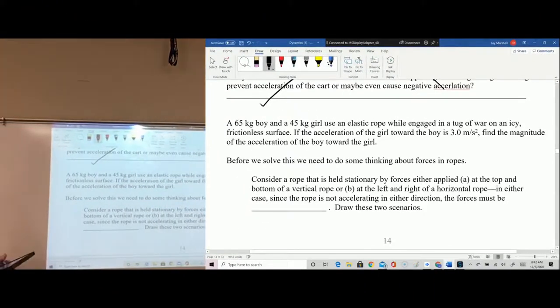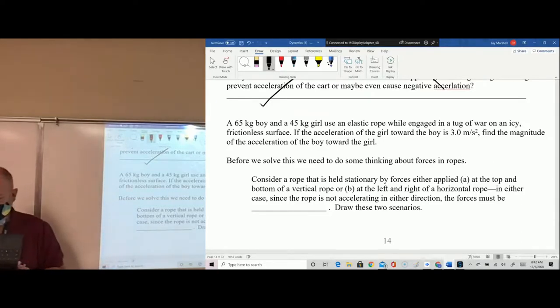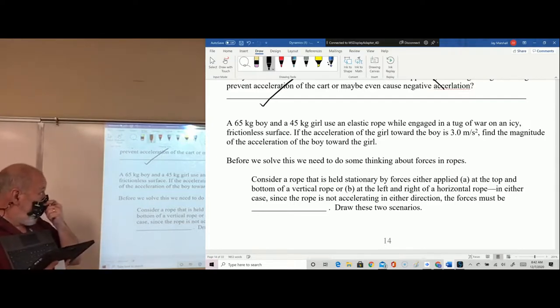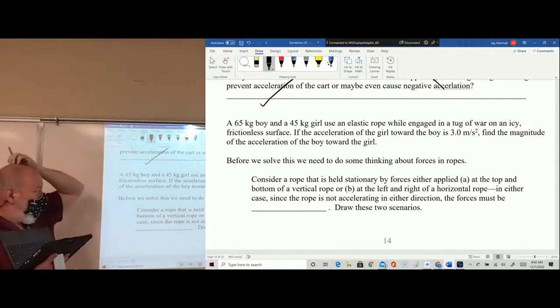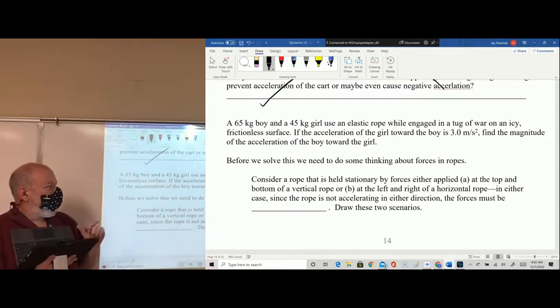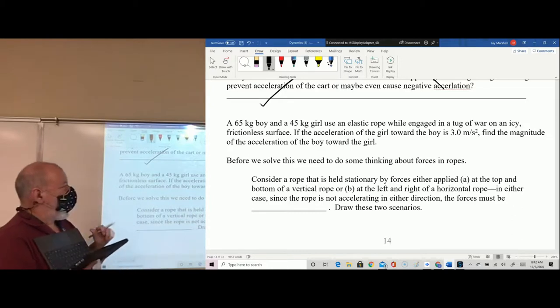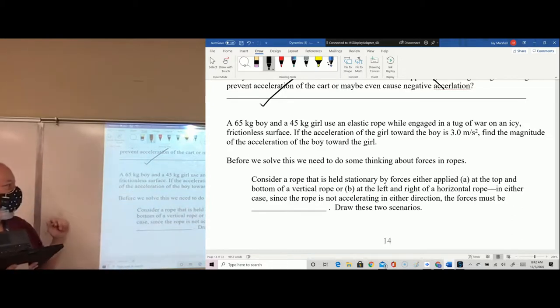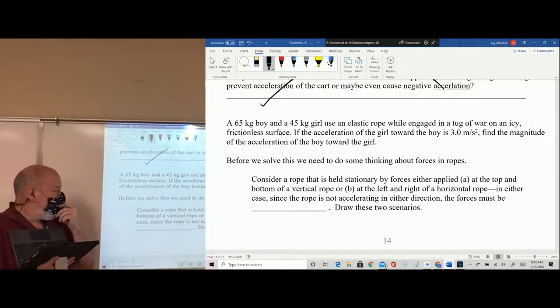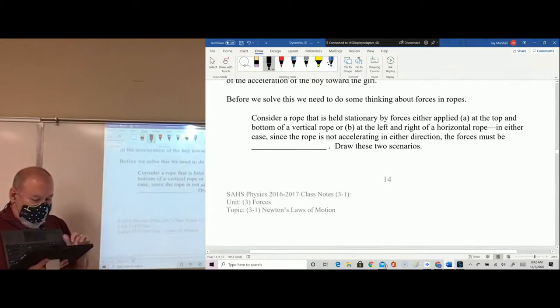Okay, so let's try to use this. This is also going to be a problem for us in ropes. A 65-kilogram boy and a 45-kilogram girl use an elastic rope while engaged in a tug of war on an icy, frictionless surface. The acceleration of the girl toward the boy is 3.0 meters per second squared. Find the acceleration of the boy toward the girl. Now, we have to do some thinking about ropes before we can deal with this.